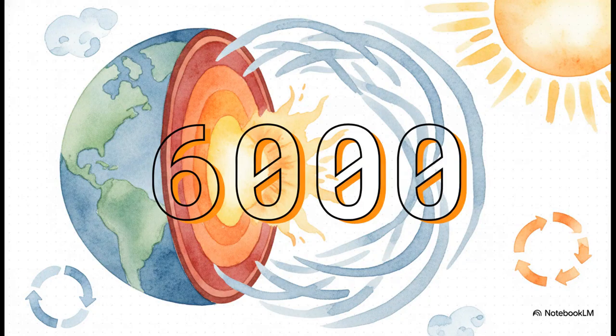Now, here is the really mind-blowing part. At the very center of that inner core, even though it's made of solid iron and nickel, the temperature reaches a staggering 6,000 degrees Celsius. Just to put that into perspective for you, that is literally as hot as the surface of the sun. The immense pressure down there actually keeps the metal solid, despite that terrifying amount of heat.